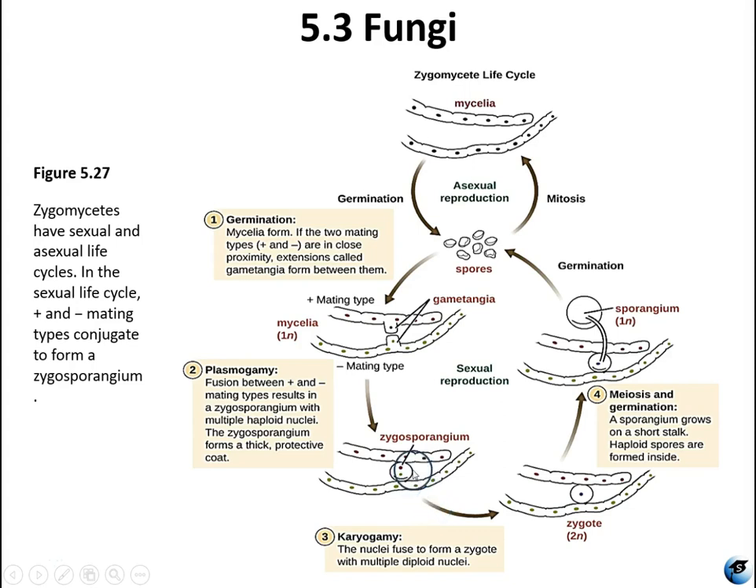So it gets a nucleus from here and a nucleus from here, and then it forms a big thick protective coat around that genetic information. And then you have karyogamy, where the nuclei fuse, and that is where your zygote comes from. At that point, your nucleus is diploid. And then you have meiosis and germination, similar to what happens in humans, meiosis. And then the sporangium grows on a little short stalk, and the haploid spores are formed inside. And then the spores are released in order to go and colonize a different area.